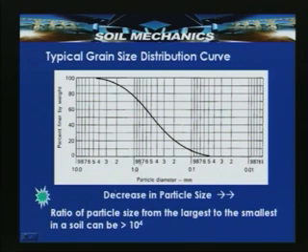The decreasing particle size can be seen in this direction, from left to right. The ratio of particle size from the largest to the smallest in the soil can be greater than 10 to the power of 4 times. That is, the largest to smallest particle can differ by a factor greater than 10 to the power of 4, somewhere around 10,000 times.